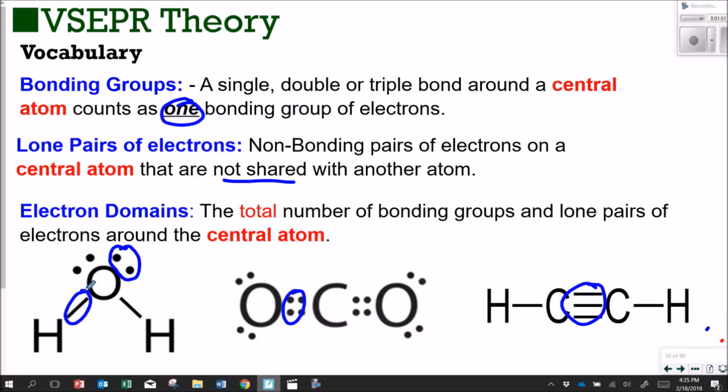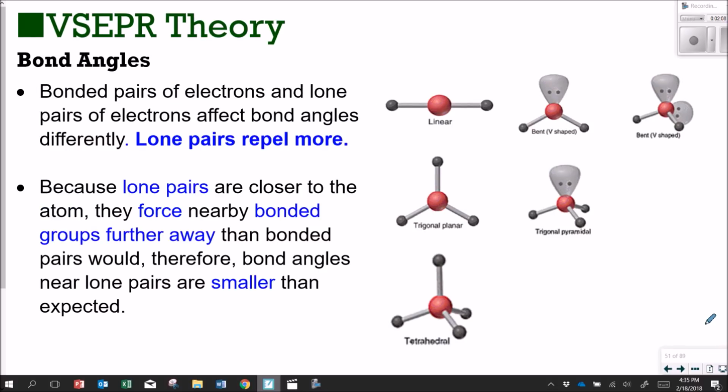In our water molecule, we have 1, 2, 3, 4 electron domains. This carbon atom has 1, 2 electron domains. Bonded pairs of electrons and lone pairs of electrons affect bond angles differently because lone pairs repel more. Because they are closer to the atom, they force nearby bonded groups further away, causing smaller bond angles than expected.